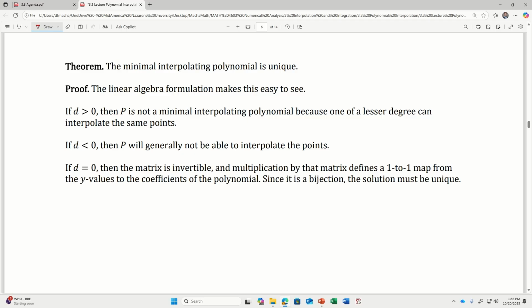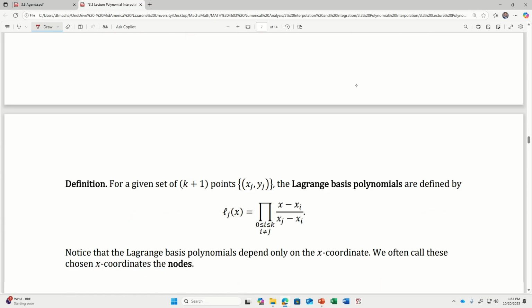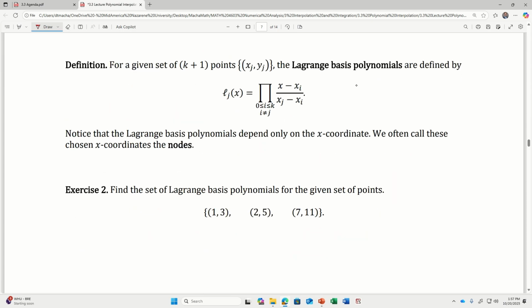Another little piece of background information is that this minimal interpolating polynomial is unique. Again, because when I showed you the linear algebra, an invertible matrix represents a one-to-one function. Matrix multiplication by an invertible matrix is 1-to-1. For every set of inputs, there's only one output that you get after matrix multiplication. And because I can invert the matrix, every set of outputs has only one unique set of inputs that gets mapped to it. So that means an interpolating polynomial with minimal degree has to be a unique thing.